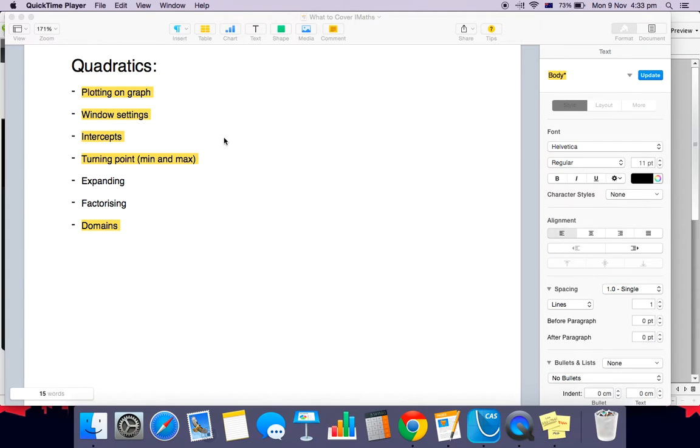I'm going to be recording a video to show you how to use your CAS calculator for quadratic equations. These are the things that I'm going to be showing you how to do, and all the ones highlighted are what's addressed in the two documents in the description box below.